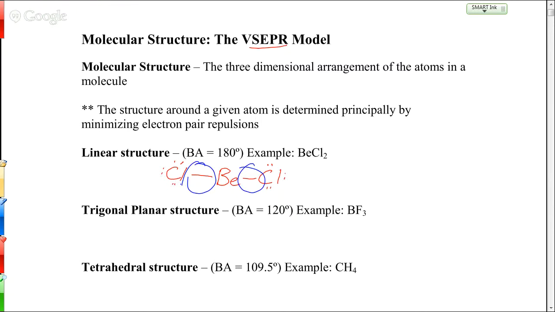So this angle, the Cl-Be-Cl bond angle, is 180 degrees, one to the other. And again, the thing that causes that is these electrons wanting to be as far away from each other as possible.